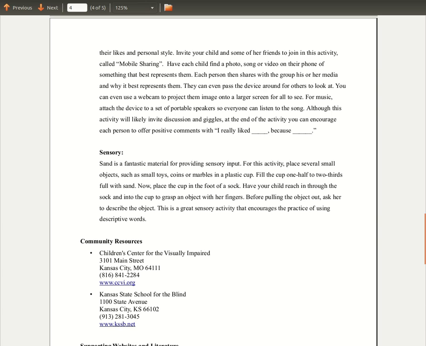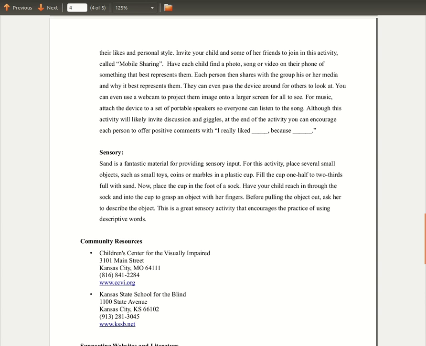Sensory activities are fantastic for children with visual impairments. One material that I like to use is sand. It provides lots of sensory input. Now, for this activity, you'll need a sock, a cup, some small toys or coins or marbles, and sand. So you would take the plastic cup, kind of like a solo cup. That probably would be a good cup to use. You'll put several small objects in the cup, and then you'll fill it one half to two thirds full with sand.